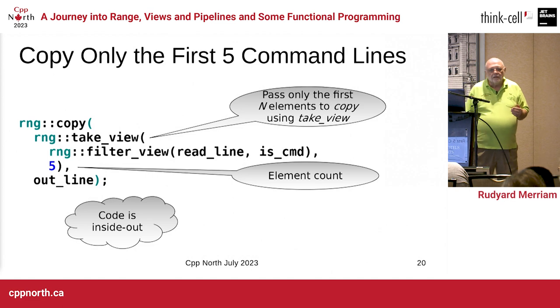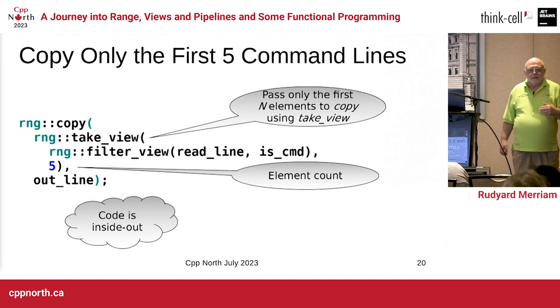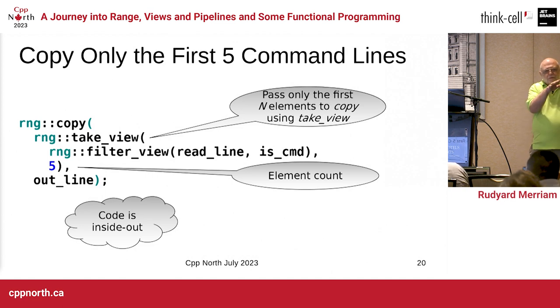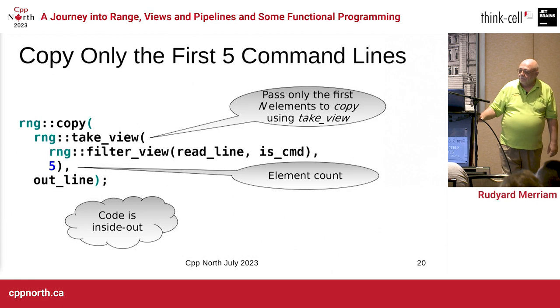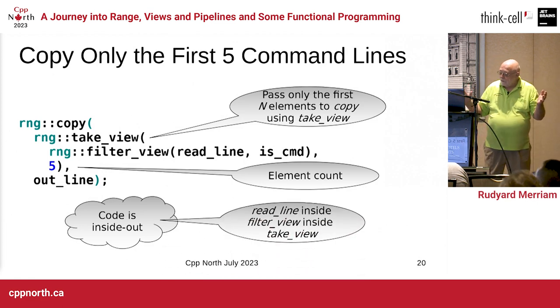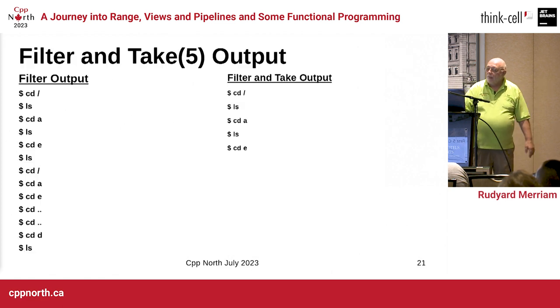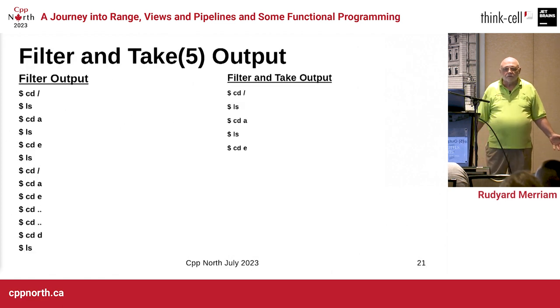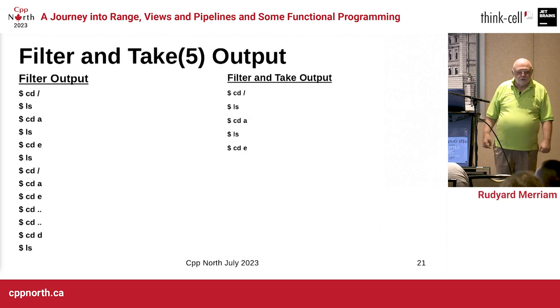Now you look at this, and the code is kind of inside out. The read line is buried down below. Then you go through the filter view, which comes up a level. And then you come up with take, which comes up a level, and copy, which comes up a level. You're working backwards. You'd like to read it in order, but it's not. It's backwards. But as I said, read line is inside the filter, inside the take. And here's the output from those two versions that we just saw.